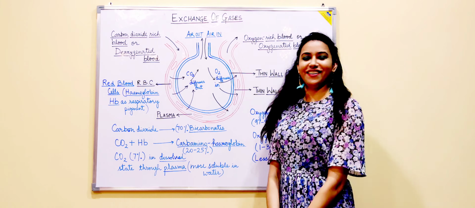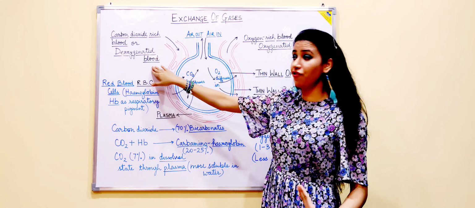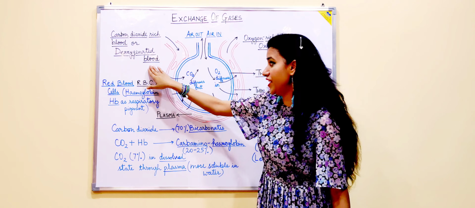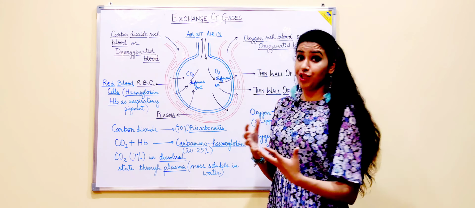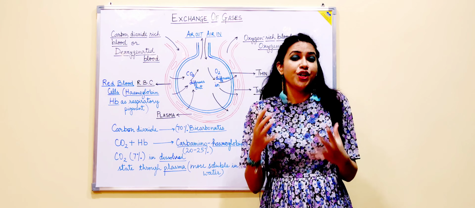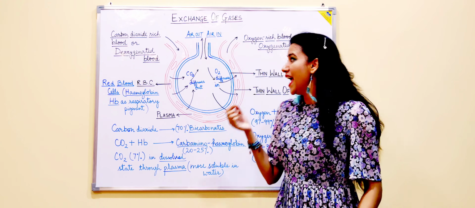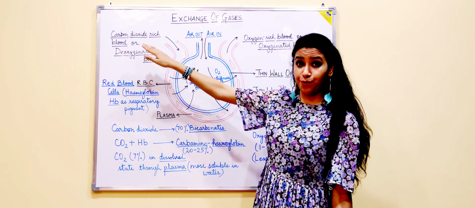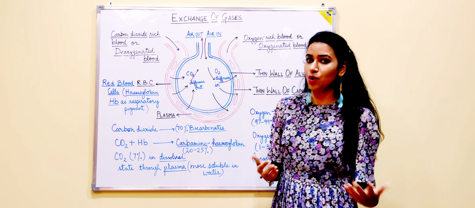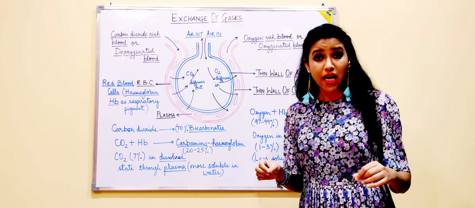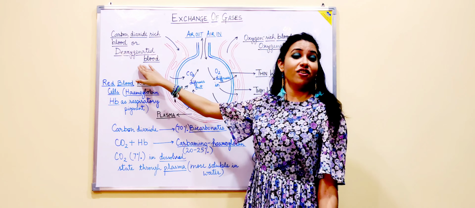Now let's get started. Here you can see the blood coming from different parts of the body is deoxygenated blood, or it is also known as carbon dioxide rich blood. It will have oxygen as well, but in negligible amounts, and hence we say it's carbon dioxide rich blood, because it's coming from different parts of the body wherein metabolism has already occurred, so carbon dioxide is produced. So this blood coming from different parts of the body would be carbon dioxide rich blood or deoxygenated blood.